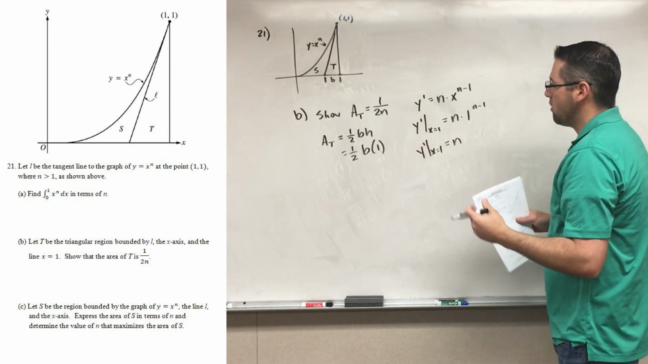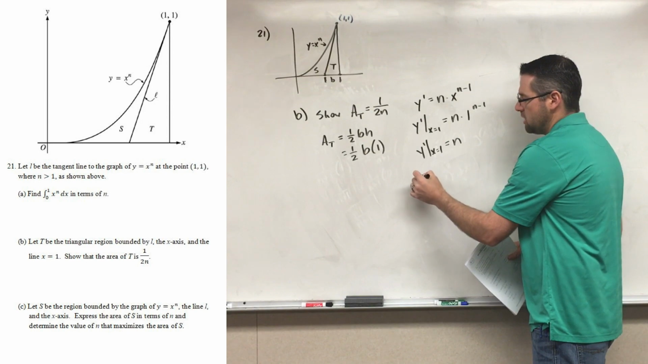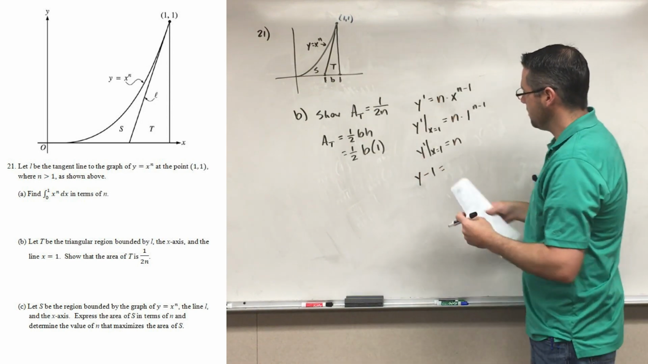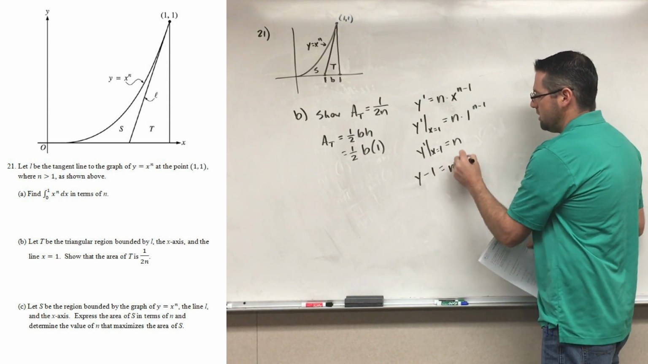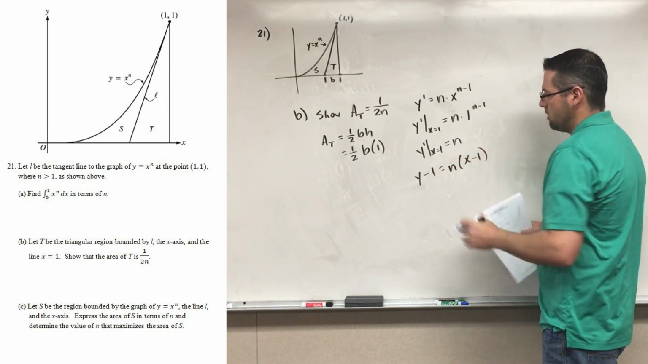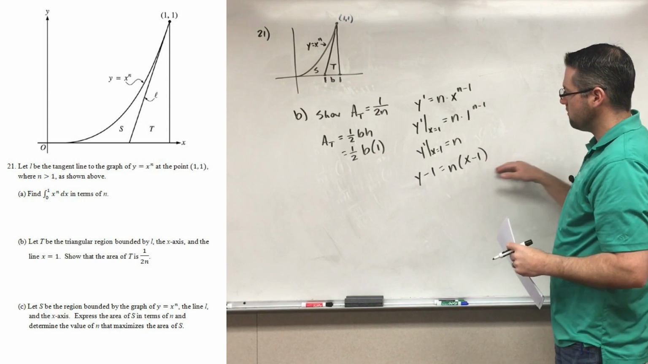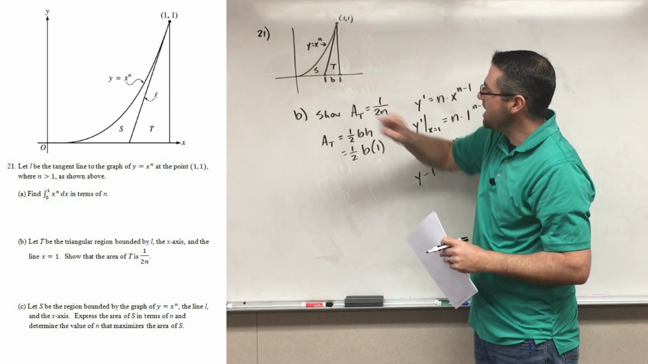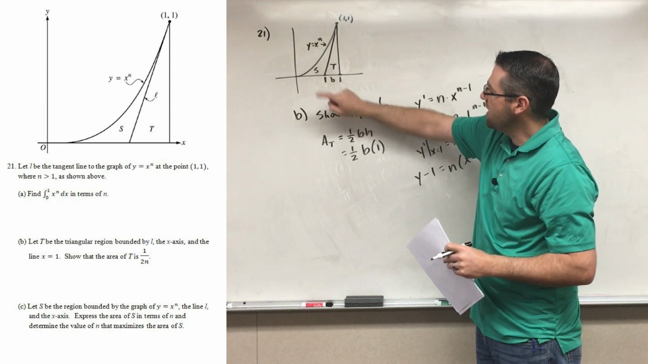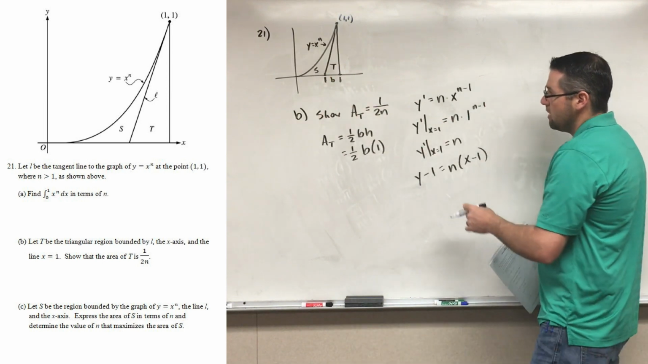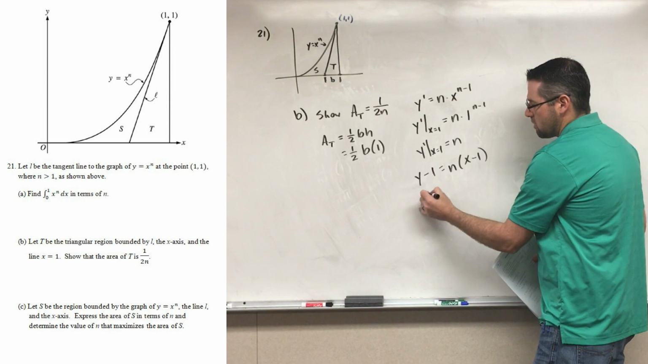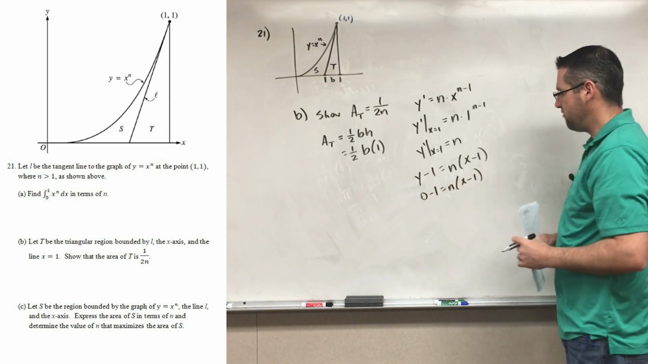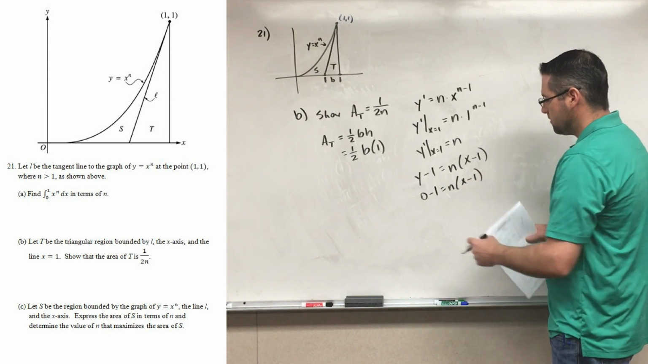All right, so now our tangent line is going to be y minus 1, because that's our y value there, equals the slope, which is n, times x minus 1. So that is our equation for the tangent line. And we need to figure out this point, which is the x-intercept. So to find that x-intercept, we're going to set that y value equal to 0, and then solve for x here.